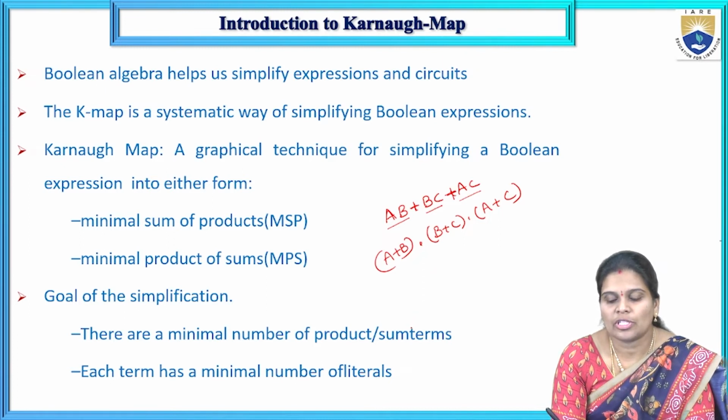Here we use the minimum number of product terms and sum terms, and each term has a minimum number of literals. We want to reduce the literals in practical cases. If we construct any circuit, the propagation delay and the fan-in should be very low, so we want to reduce the literals.